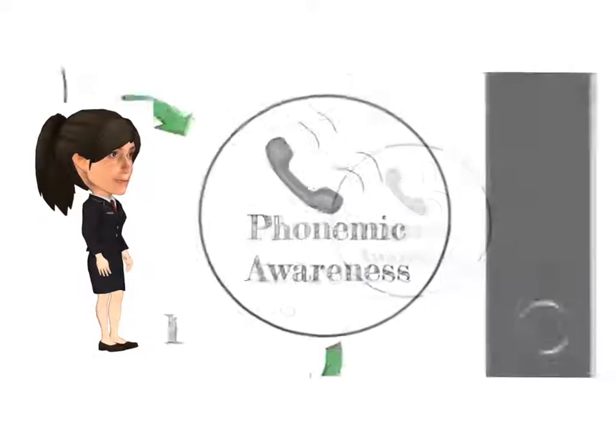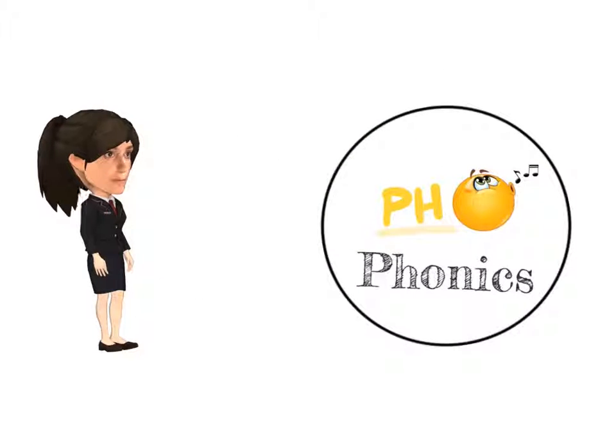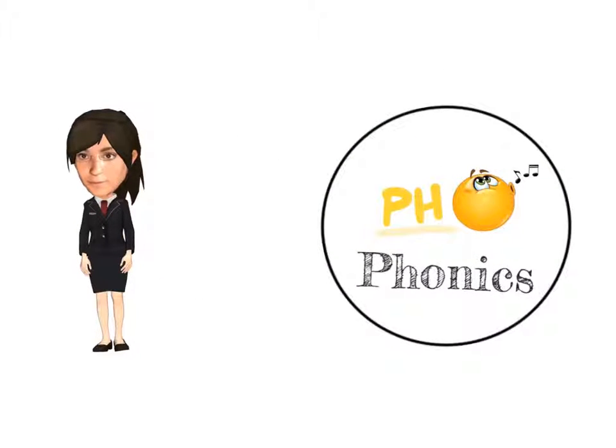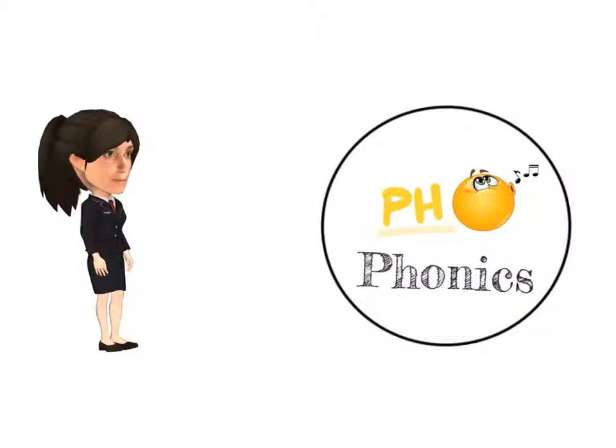So the next one I have chosen is phonics. I've chosen it after phonemic awareness. Phonics is the relationship between the letters and the individual sounds in spoken language. As you can see here, I've used an emoji of someone singing, and I've used letters. I've used PH specifically for phonics, because it makes an F sound. I find that this is a great representation of phonics in the form of a symbol.